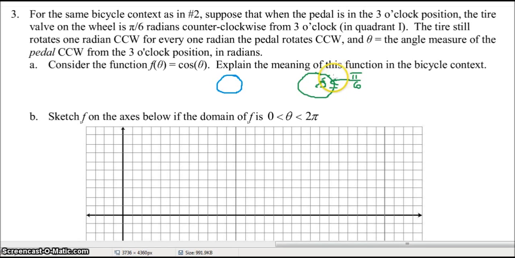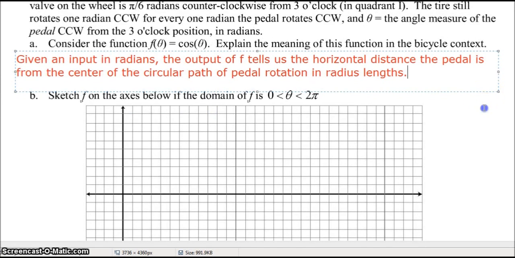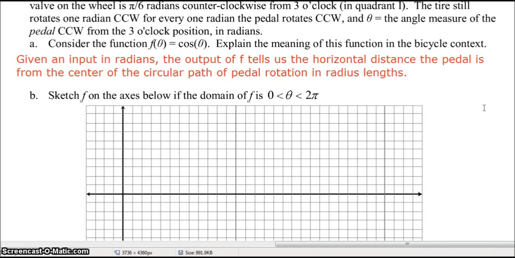The tire still rotates 1 radian counterclockwise for every 1 radian the pedal rotates. And theta equals the angle measure of the pedal counterclockwise from the 3 o'clock position in radians. Consider the function f of theta equals cosine of theta. Explain the meaning of this function in the bicycle context. So given an input in radians, that's theta, the output of f tells us the horizontal distance the pedal is from the center of the circular path of pedal rotation in radius lengths.